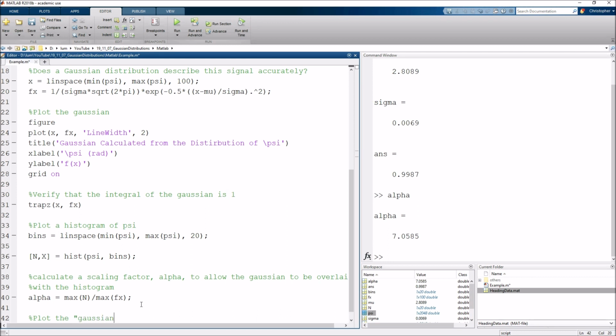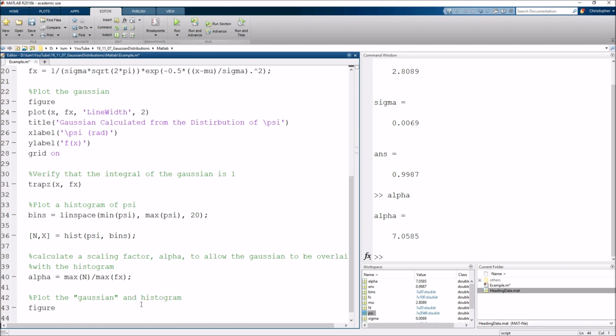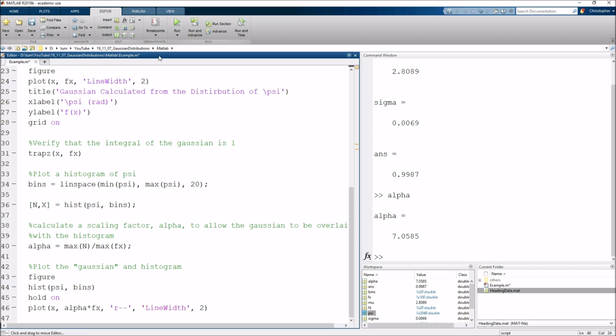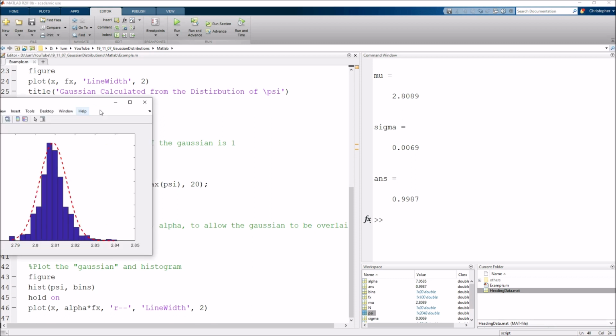Okay, so anyway, what we can now do is plot the Gaussian, and maybe we should say quote-unquote Gaussian, right? It's no longer the Gaussian distribution. I'm going to scale it to fit over the histogram. So let's start a new figure, and first let's plot the histogram of psi and the bins. Then let's turn hold on, and then we'll plot the quote-unquote Gaussian. This is the Gaussian, but I'm going to scale it by alpha so that it sits on top of it. And maybe let's make this a dashed red line, and a little bit fatter so we can see this. And now if we run this, look at this.